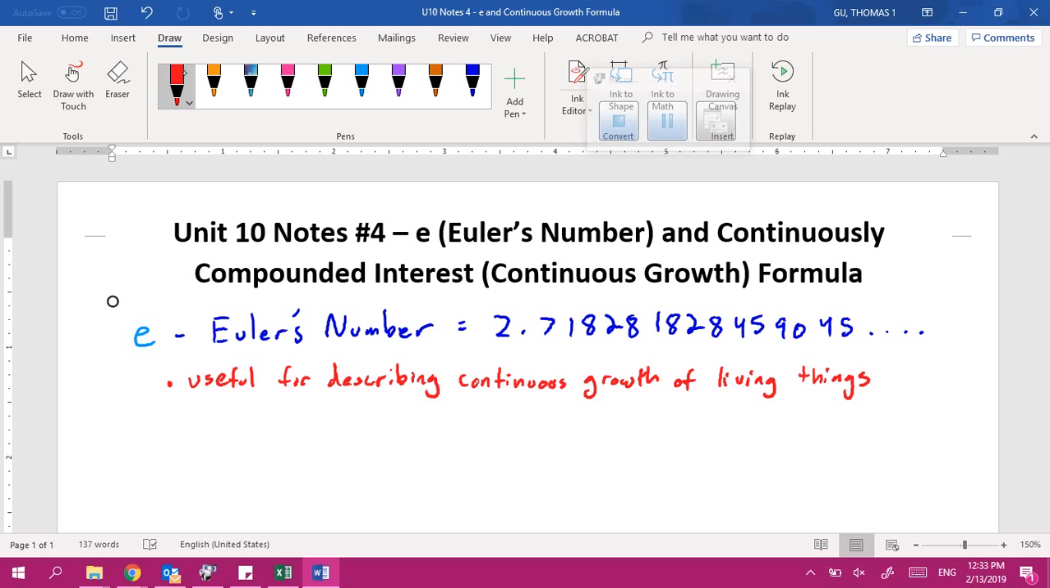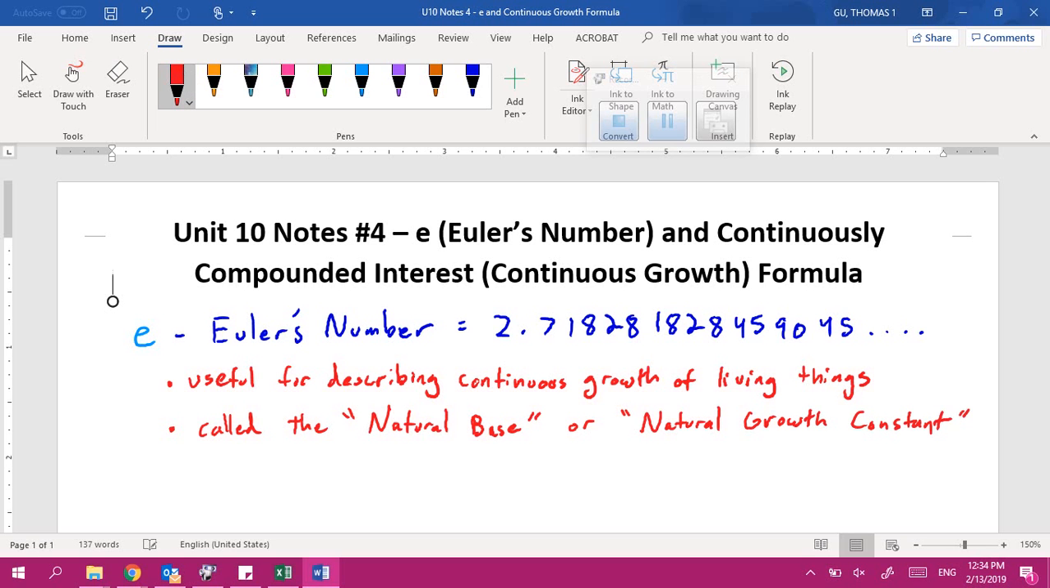Because it's natural and it's used for a lot of nature things, it's often called the natural base or the natural growth constant. But notice the key word here is natural. Natural has to do with nature.